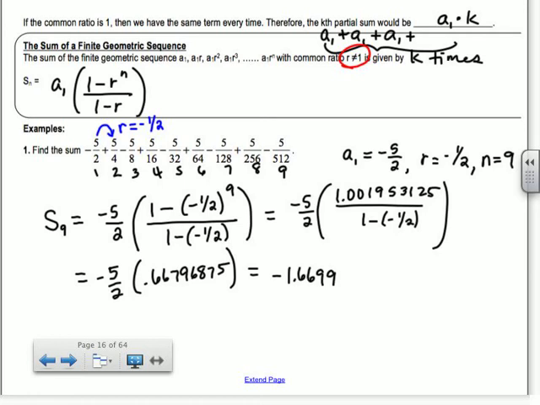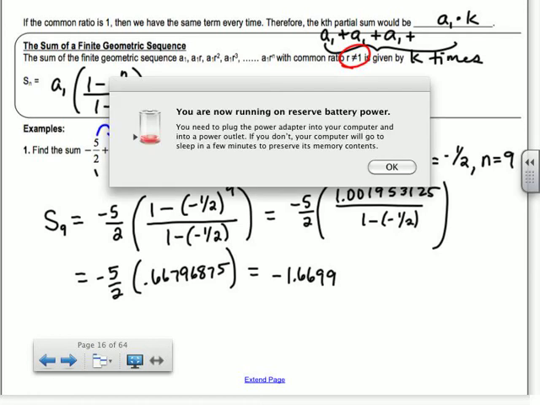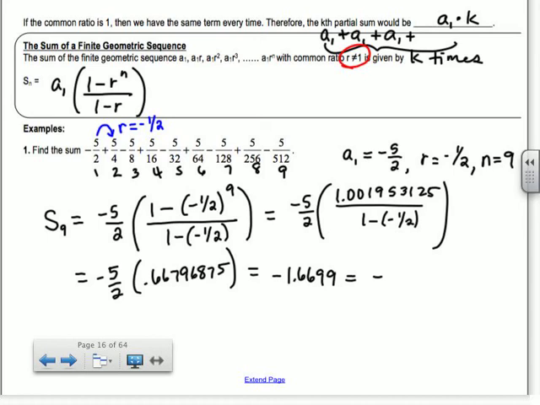Okay, so it says find the sum of negative 5 over 2, 5 over 4, negative 5 over 8, plus 5 over 16, and so on. Okay, first we need to know how many terms there are. So I have 1, 2, 3, 4, 5, 6, 7, 8, 9 terms. So that means I'm finding the sum of the first 9 terms. So we call it the ninth partial sum.